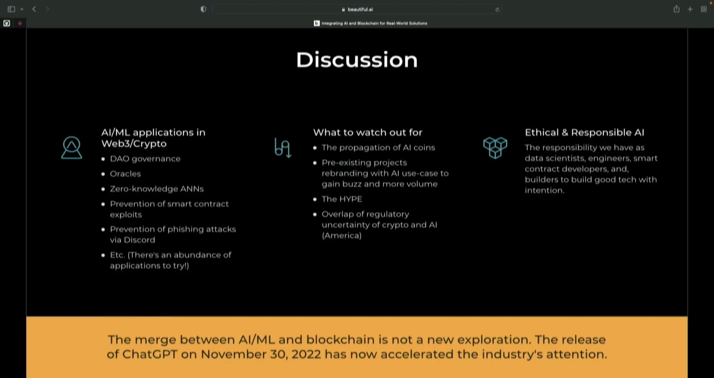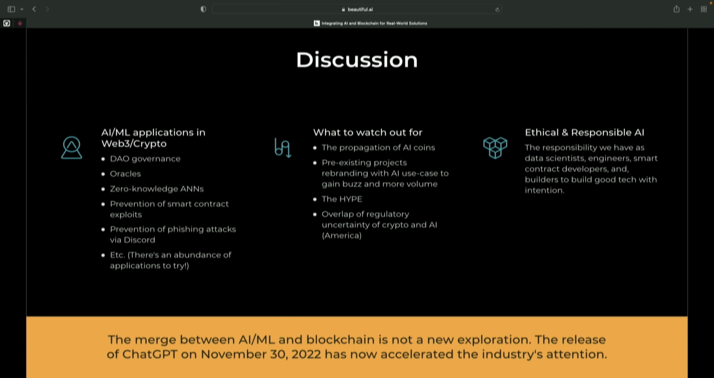Knowledge, artificial neural networks, etc. But these are the things that I've been thinking about and what keeps me up at night. And then also what to look out for, right? We're looking at the Halvening 2024 this April. And after every halvening, we see a Bitcoin bull run. We see a whole bunch of projects propagate. But now that AI is hot, we're going to see a lot of AI coins.